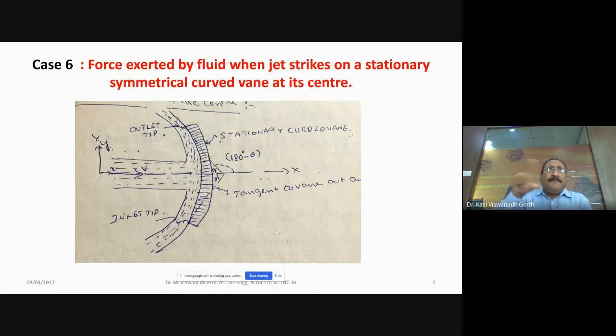Since the wheel is rotating, we are able to find the work done and the efficiency. We found that the maximum efficiency can never exceed 50% when a wheel is mounted with flat plates, and that too without considering any losses. If we start considering the impact loss and the frictional loss, the maximum efficiency would be a little lower than 50%. It could be even 30, 35, 40, 45, and so on.